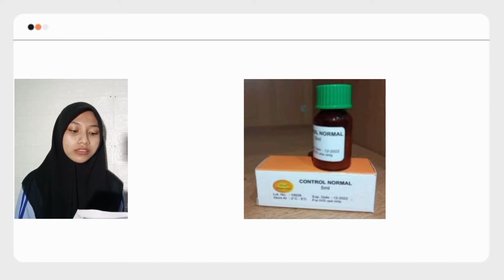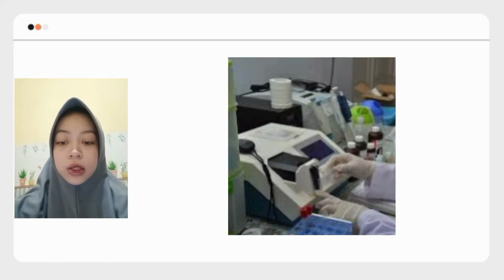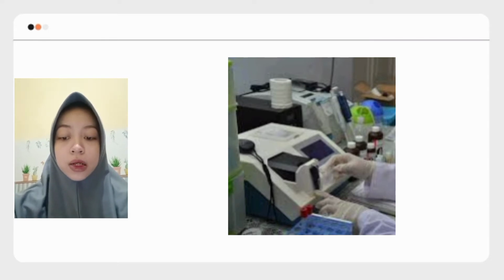This control serum should be used in every serial test. The results of the test on the control serum are compared with the results of the test on the patient sample. Colorimeter calibration: before taking measurements with the colorimeter, create a calibration.